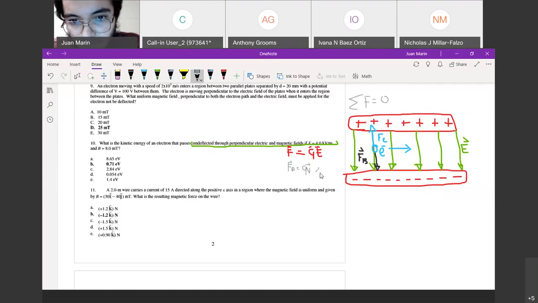Use the right-hand rule. So which direction? Force of QE. Force, so QB, force cross E. QE, and then the magnetic force is QV cross B. So which direction in this drawing would you say the magnetic field is going?